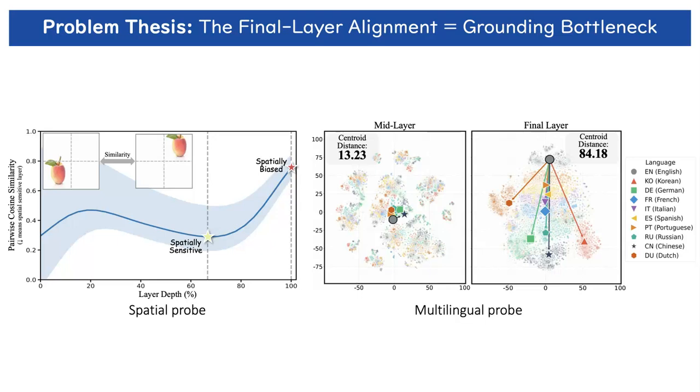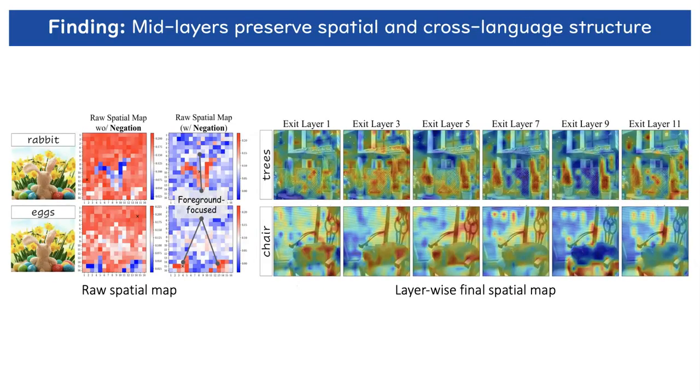On the right side, the multilingual probe. We embed the same sentence in 10 languages. While at the mid-layer, the language centroids are tightly packed, at the final layer, they spread far apart to 84.18. So the conventional interface is failing at both spatial precision and cross-lingual stability. So if the cues aren't gone, can we read them out?